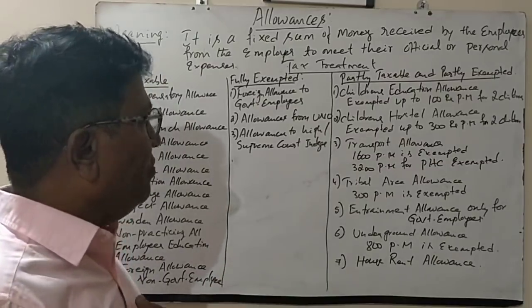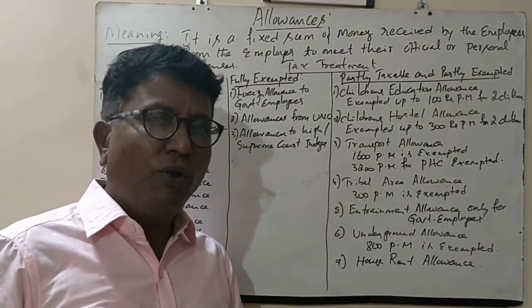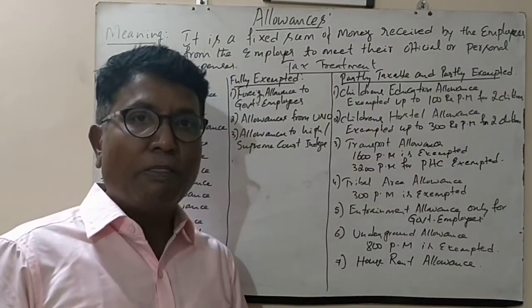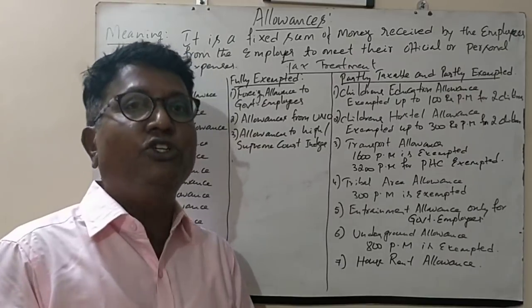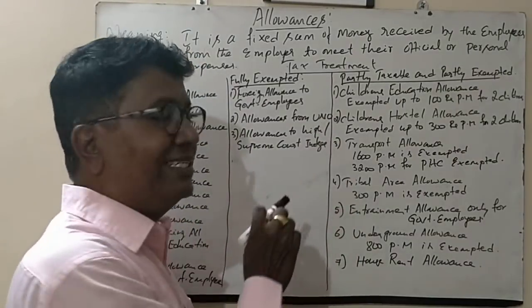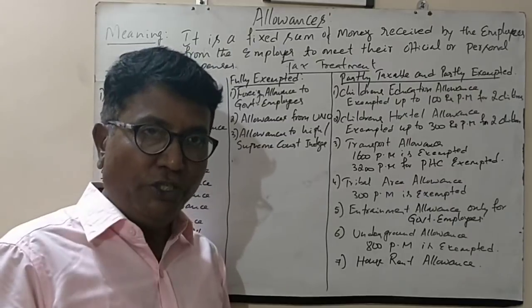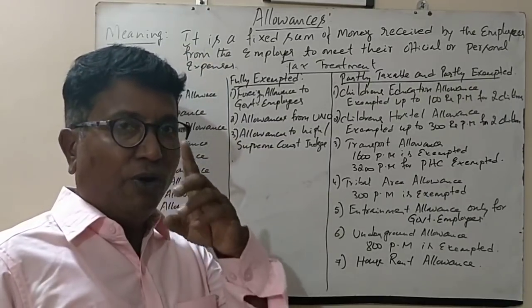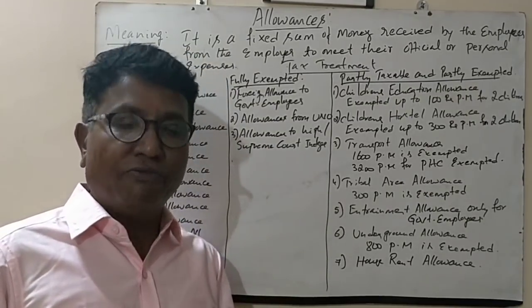Next one is allowances from UNO. If you are an employee, a member of the United Nations Organization, UNO is nothing but United Nations Organization. If you are an employee, a member of UNO.